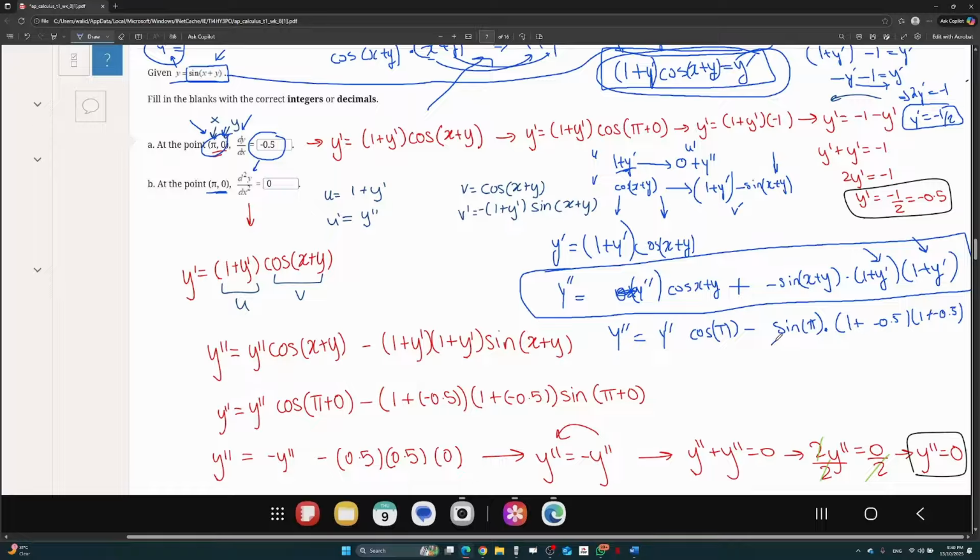Now the problem is, this gets you 0, so that means it will also be 0. So you're going to get that y double prime equals y double prime cosine pi. Therefore y double prime is equal to y double prime cosine pi, which is negative 1. So you get y double prime equals negative y double prime. Take it to the other side, you get 2y double prime is equal to 0. Dividing by 2, y double prime is equal to 0.